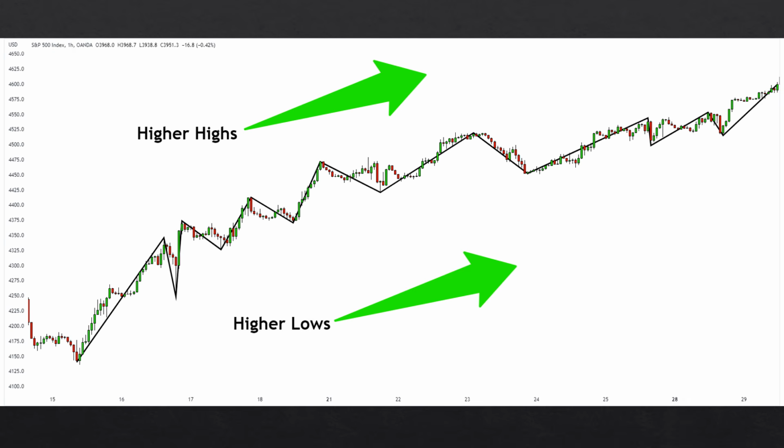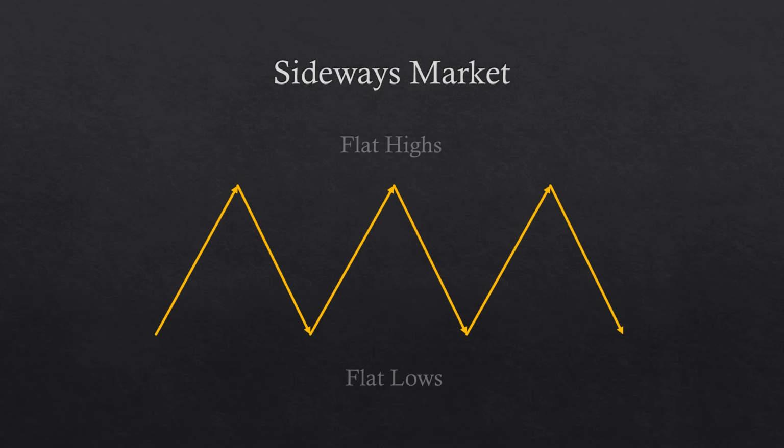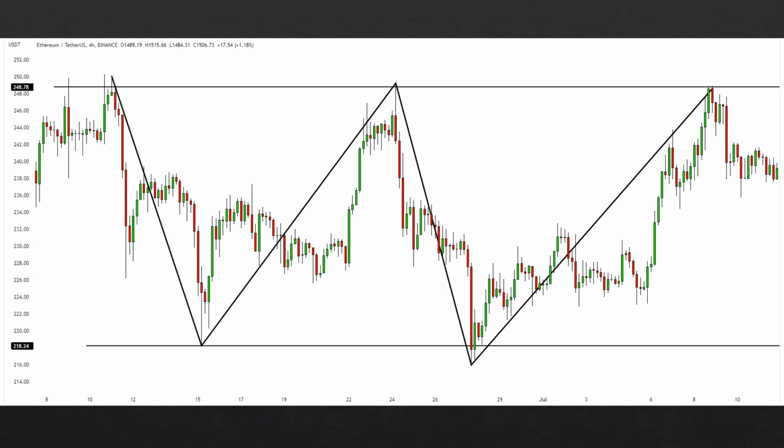The next type of trend will be the sideways market, which is characterized by roughly equal upward and downward price movements. This means that buyers and sellers have around the same strength. The sideways market is marked by flat highs and flat lows, as you can see in this illustration. In this chart, you can see a real example of sideways market. Notice that in real charts, the flat highs and flat lows are not perfect. What matters the most here is the overall aspect of highs and lows.